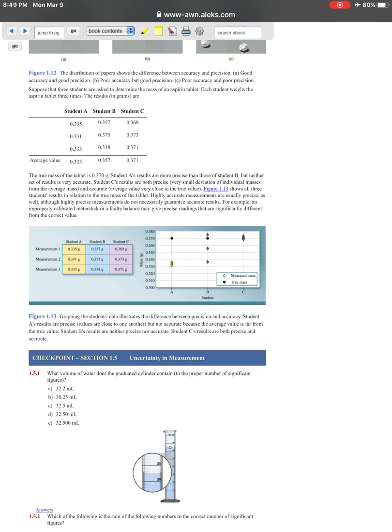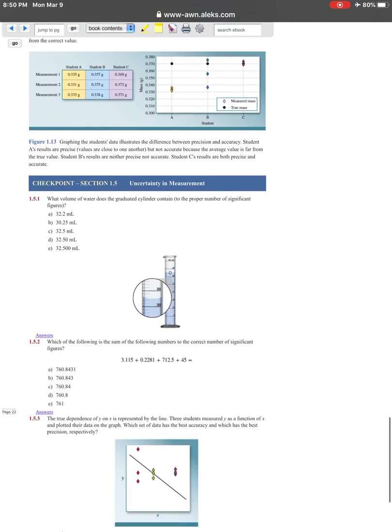Student C. All 3 of the measurements are right on top. They're very, very close to the true value at 0.370. In fact, the average was 0.371. That's really close to the true value, 0.37. So that's high accuracy, and each measurement is close to each other, so that's also high precision. So again, high accuracy is essentially whether the average value is close to the true value, the accepted value. High precision is whether the values you measured multiple times are close to each other.